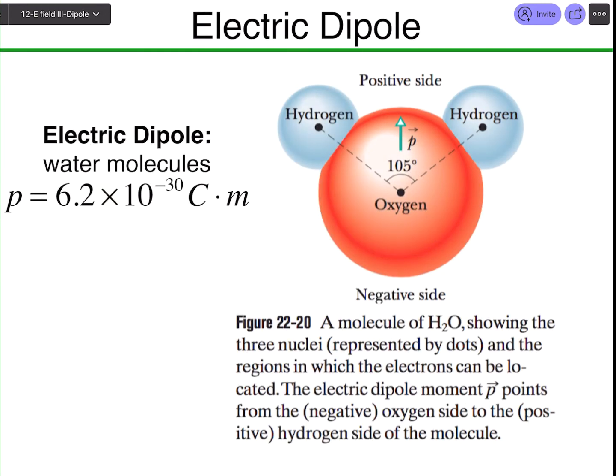You know, the famous Mickey Mouse molecule, water, has 2 hydrogens and an oxygen, and it has an effective dipole moment, p. I'll talk about the direction that the dipole moment points in, but it has an effective dipole moment, p, of about 6.2 times 10 to the minus 30 coulomb meters.